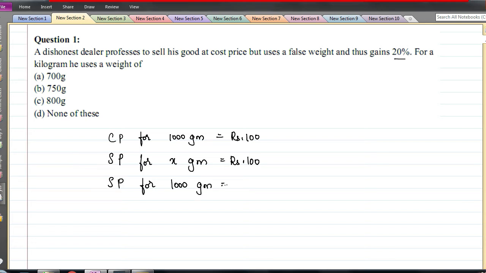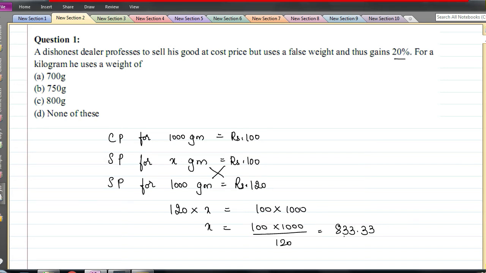he's actually making 20% profit. So if he is buying for 100 rupees, he must be selling the same quantity for 120 rupees. Only then he can make 20% profit. Now use the cross multiplication method and find out the value of x. 120x is equal to 100 into 1000. You will get 833. So what is x? It is the actual weight that is sold. This is the actual weight he is selling. Let us say take approximately 800 grams. Now let's see the next question.